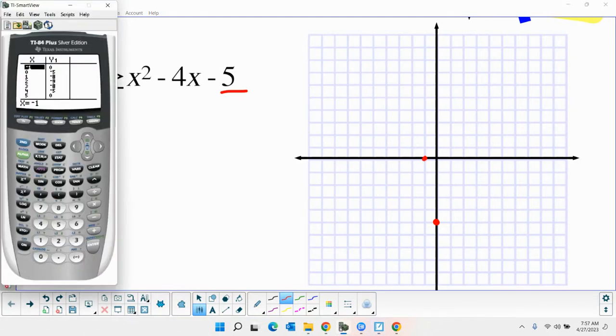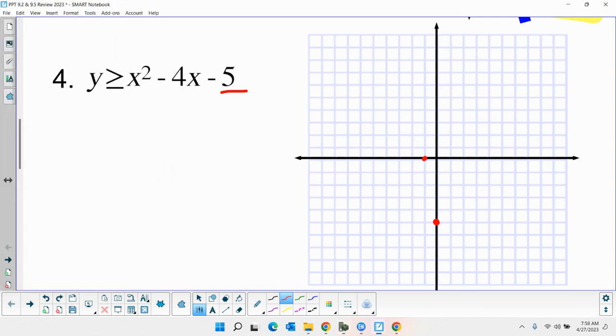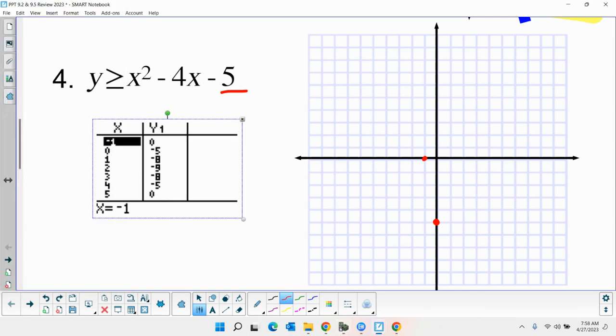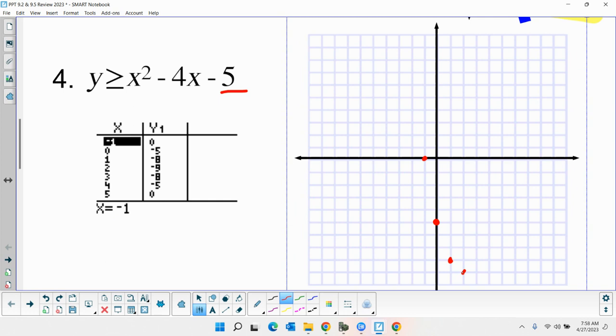Here, I'll do this first so I can look at it. All right. 0, -5, 1, -8, 2, -9, and then it starts coming back up. So if you want to get really accurate, you could plot those looking at your table. Okay, solid or dash? We already said all these are solid, right? Because all of them had the equal to.